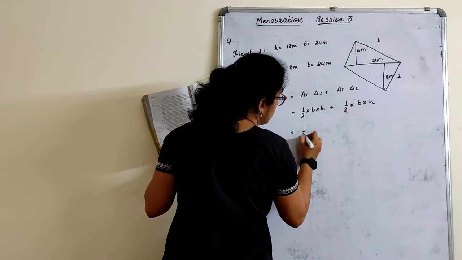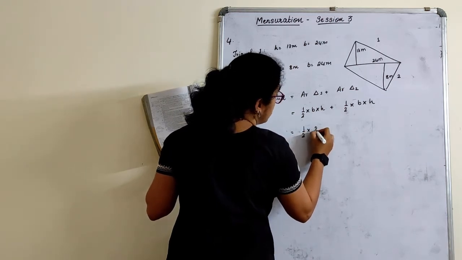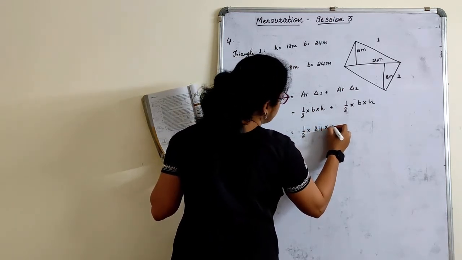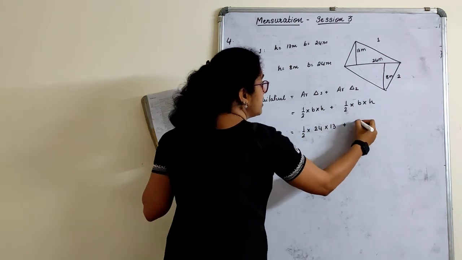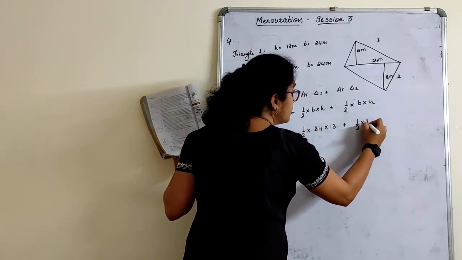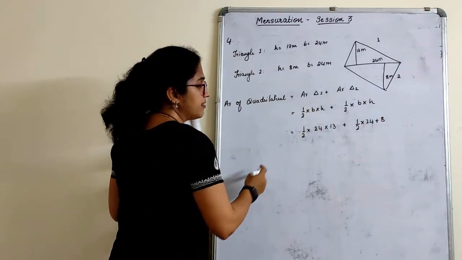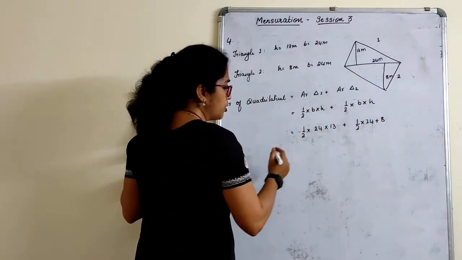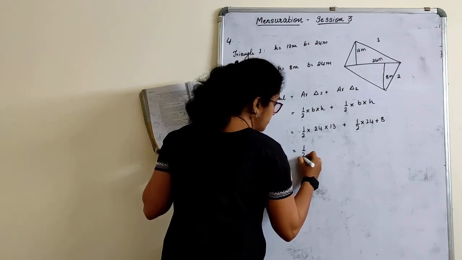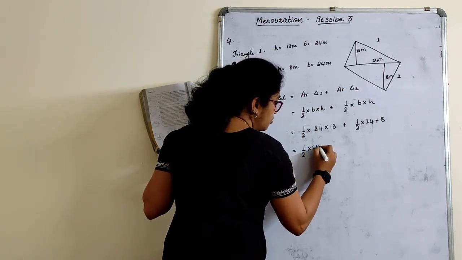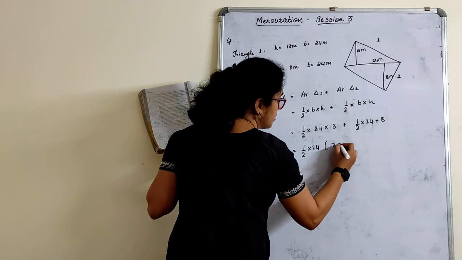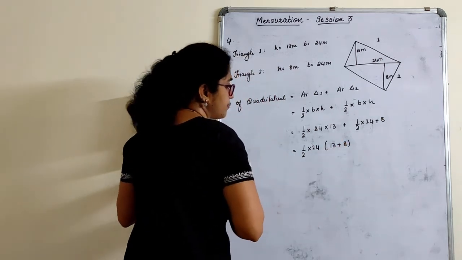Substitute the values. Half into base. Base is how much? 24. Height is how much? 13. Plus. Here also half into 24 into 8. See, you can cancel here. You can do that. But much simpler, what you know here is take common. What is common? Half into 24 is common. 13 plus 8.